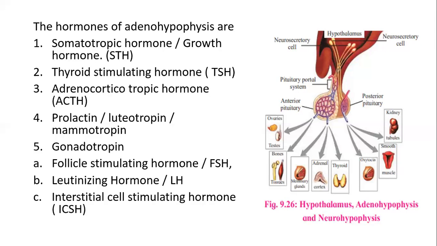Then the next is interstitial cell stimulating hormone. In short, it is known as ICSH. In males, it stimulates the testes to produce the androgen called testosterone.